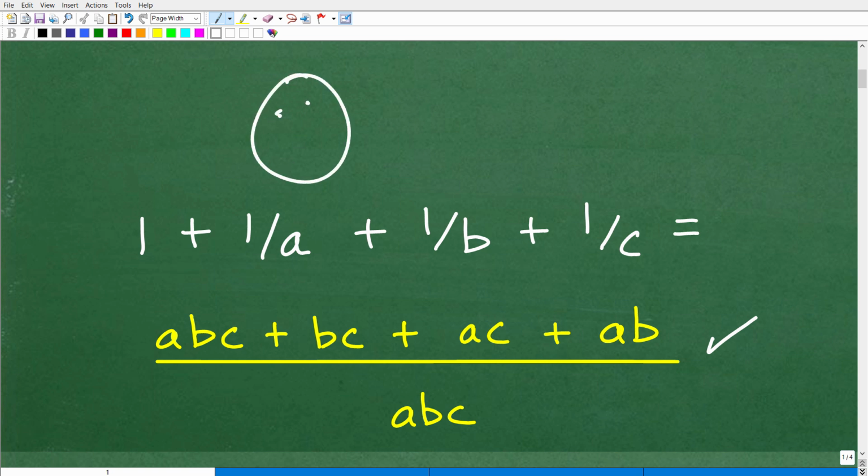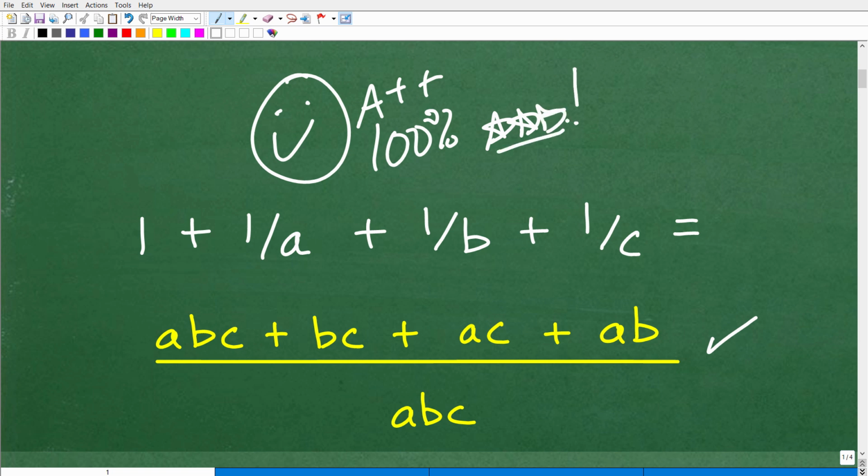Matter of fact, impressive enough to earn yourself a nice little happy face, an A++, a 100%, and a few stars, so you can have an extra special day. Nice job, okay? All right, so let's go ahead and talk about how to do this problem.